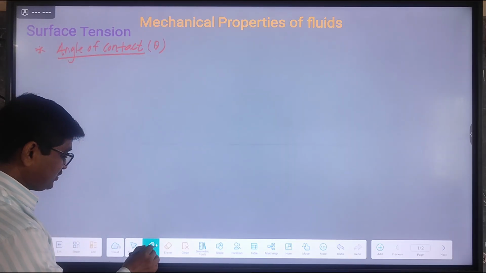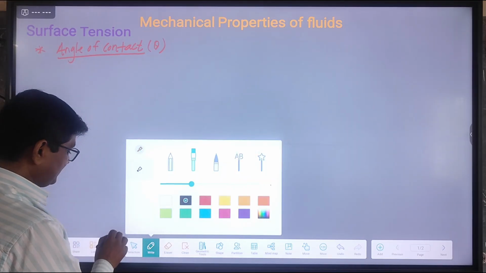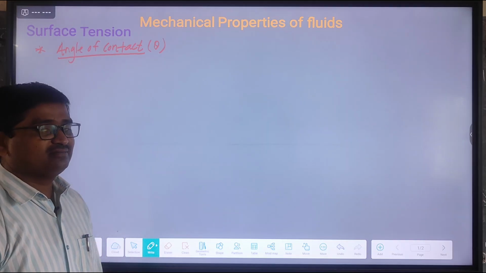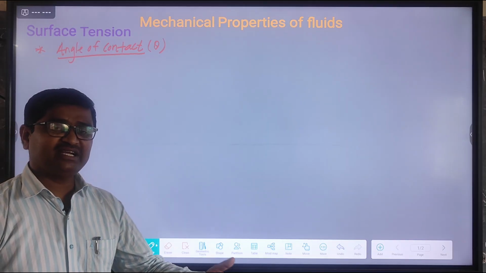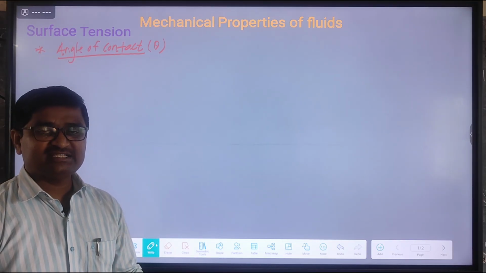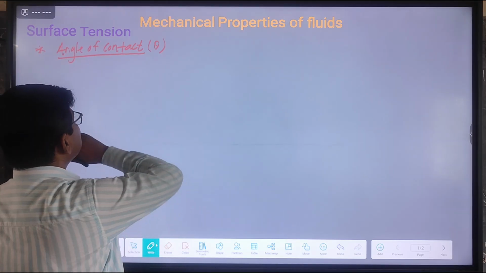So I can write the definition of angle of contact. Initially we write the definition, and after that we will explain the actual concept of angle of contact. Let's see the definition.